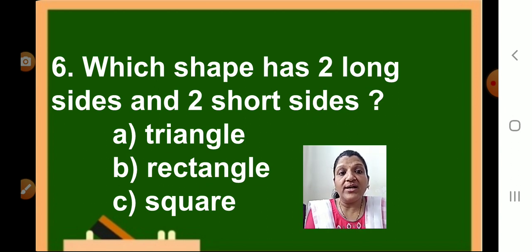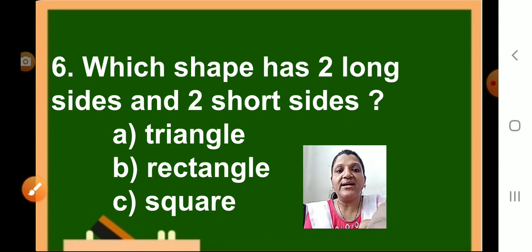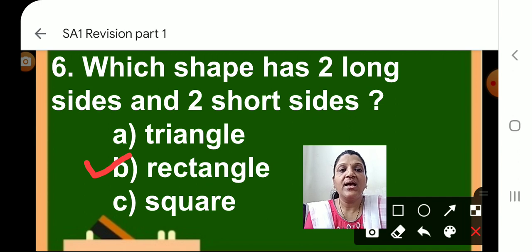The first option, triangle, has 3 sides. Then the next is rectangle. It has 4 sides. But are they equal? No. Square has equal sides. And rectangle has 2 long sides and 2 short sides. Right, children? So the correct answer is rectangle. Yes. So tick the correct answer B, rectangle.